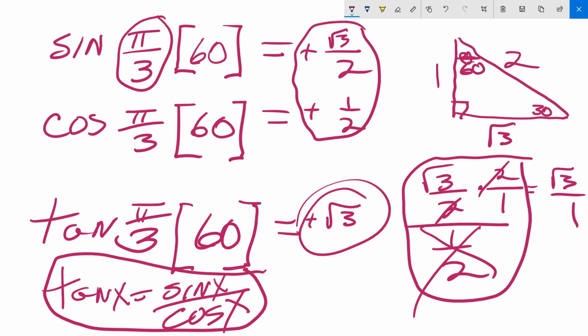Trig is full of stuff that you have to memorize. But that's good. You can memorize stuff. You're going to have to get through trig. It's all about memory. Okay, so what's the other one? The other angles that we're going to have to figure out. Sine, cosine, and tangent.